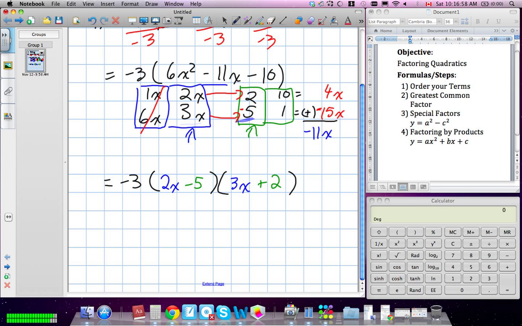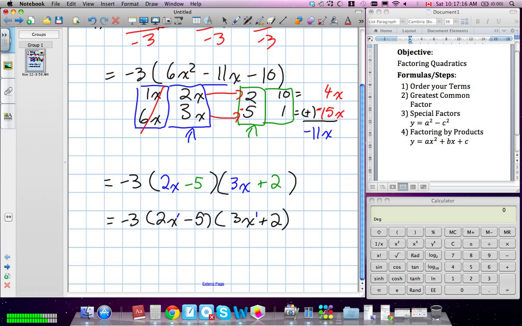So I'm going to write them in black now. Negative 3, we get 2x minus 5, 3x plus 2. And that's it. I can't actually go any farther. These have been factored. These only have power of 1. So this is as far as I can go with the factoring of this question.